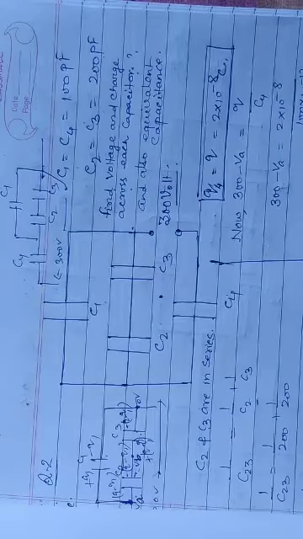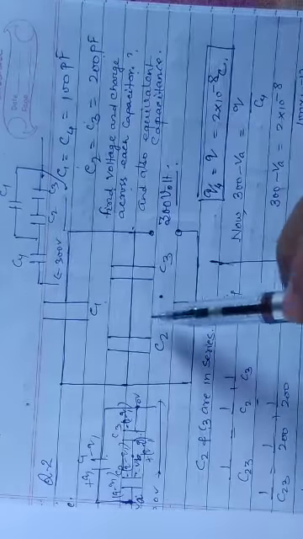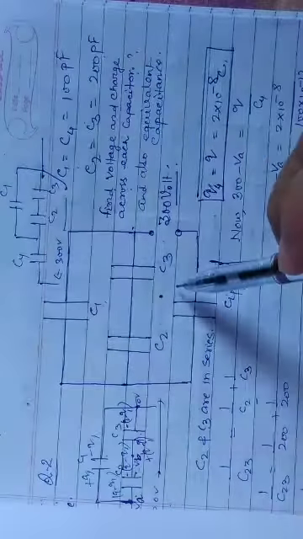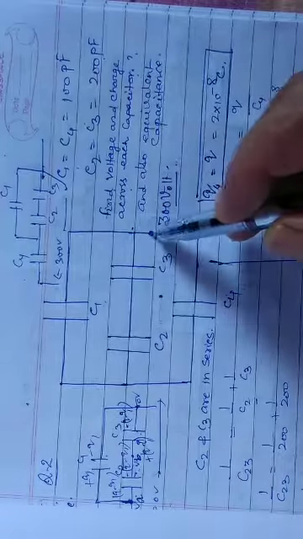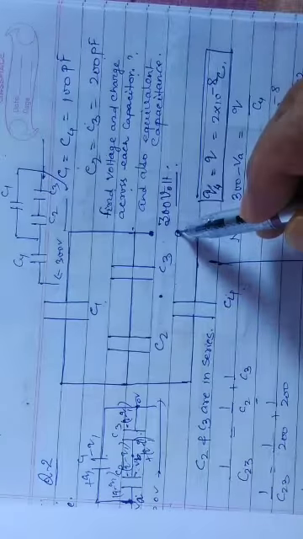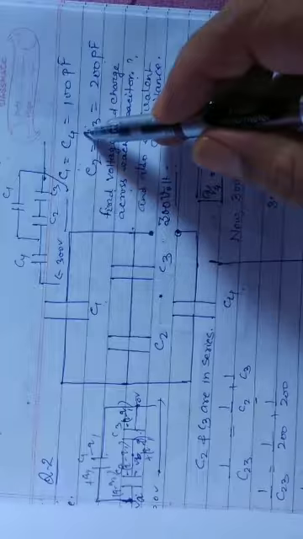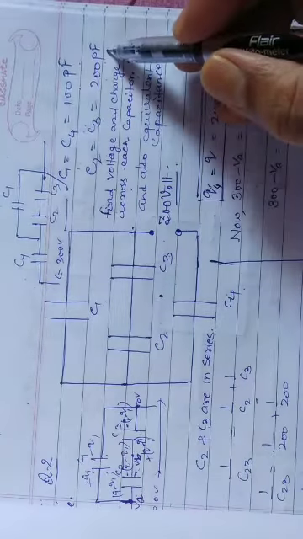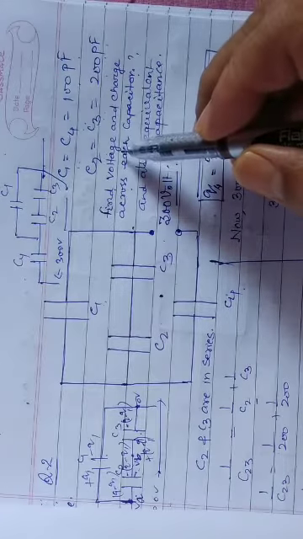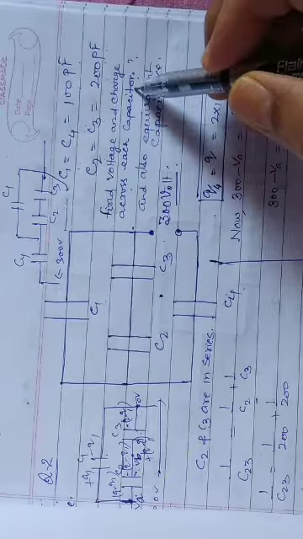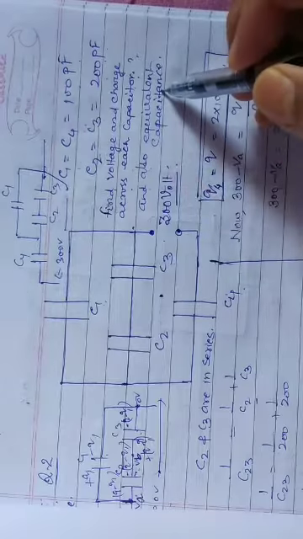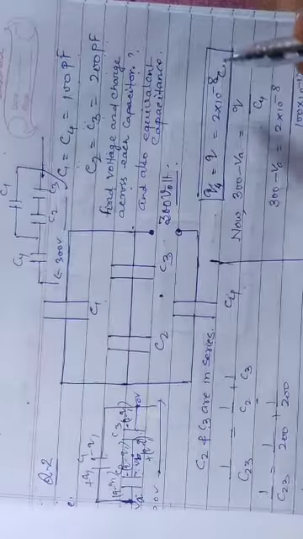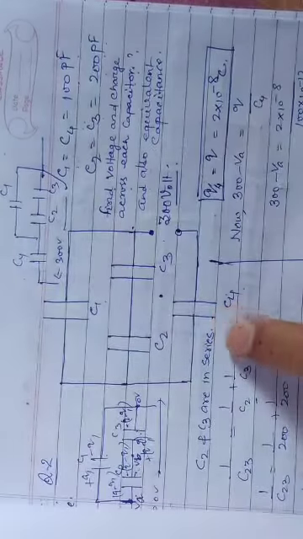Now question number 2. Here 4 capacitors C1, C2, C3, C4 are arranged as shown in the figure across a potential difference of 300 volt. The value of C1 and C4 is 100 picofarad and C2 and C3 is 200 picofarad. We have to find out the voltage and charge across each capacitor and also the equivalent capacitance of the network. This is a question from the NCERT exercise.